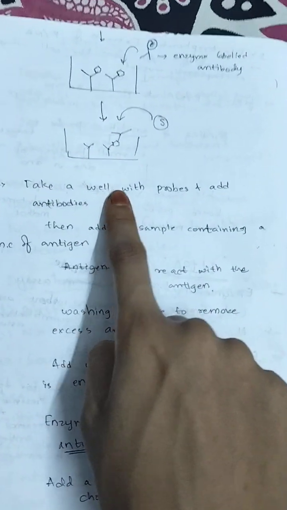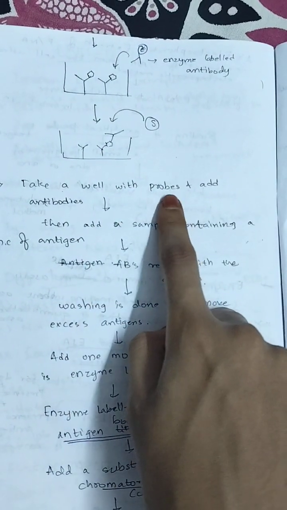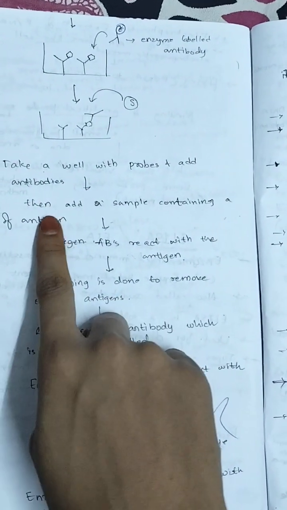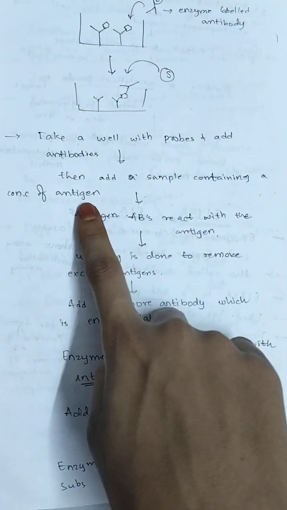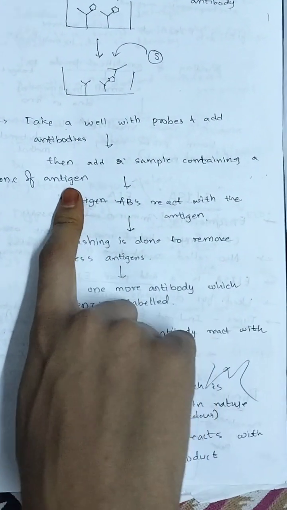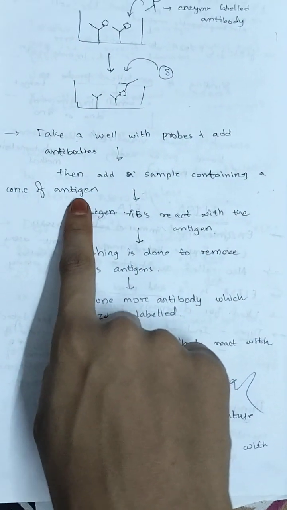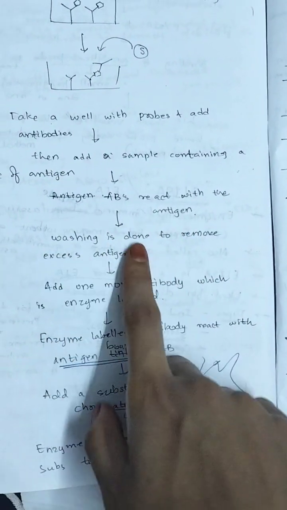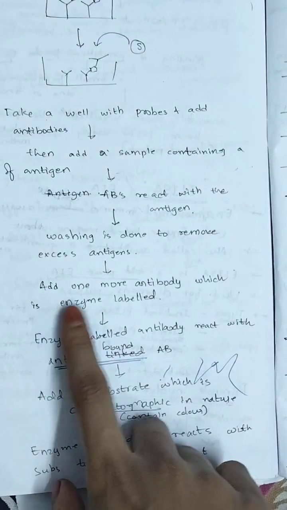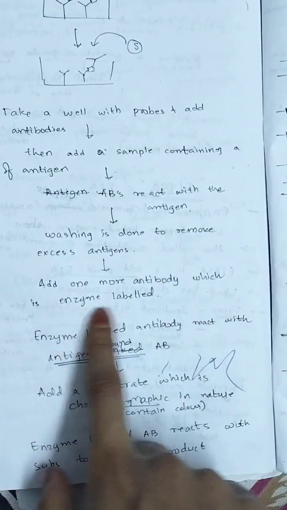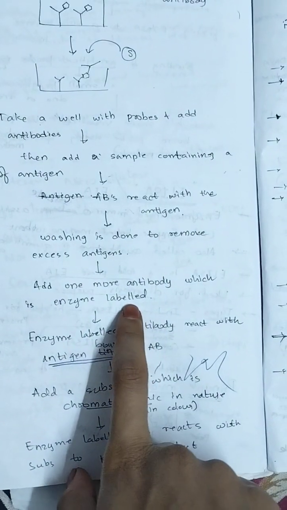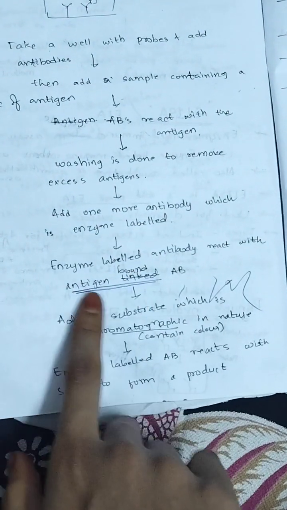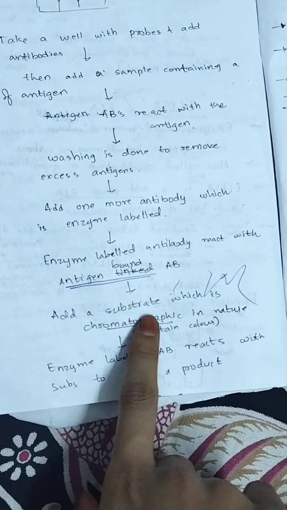We should take a well with probes. Probes are small attaching material, and primary antibodies are added. Then a sample containing a concentration of antigen is added. This is the procedure. The antibodies react with the antigen. After this, washing is done to remove the excess antigen. Then a secondary antibody is added. This is an enzyme-labeled antibody. This enzyme-labeled antibody reacts with the antigen. Then a substrate is added.